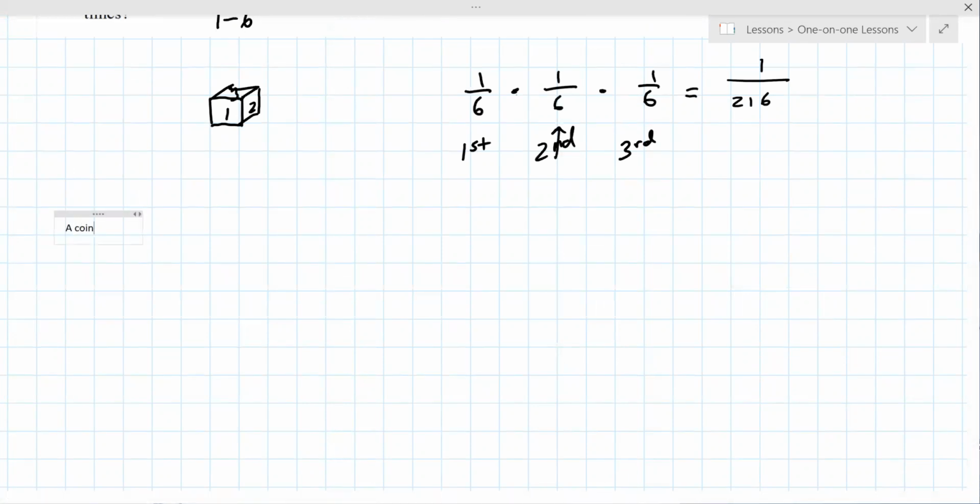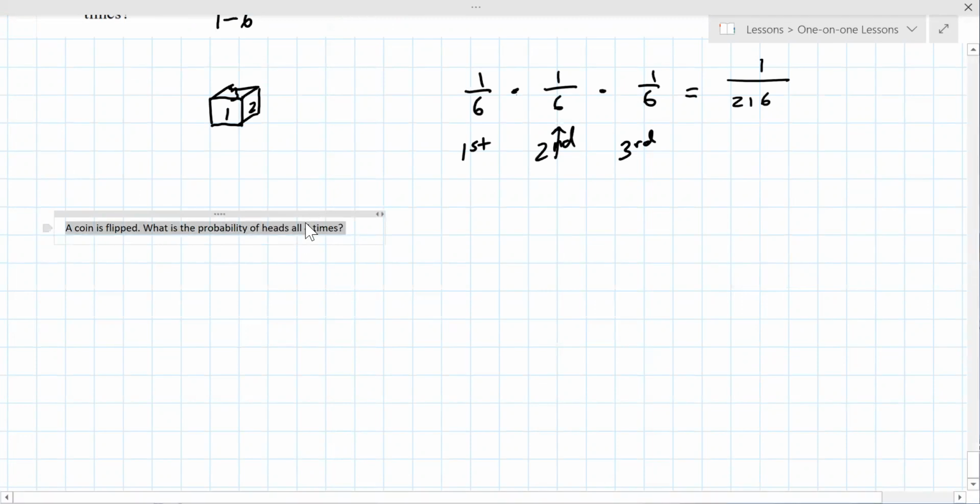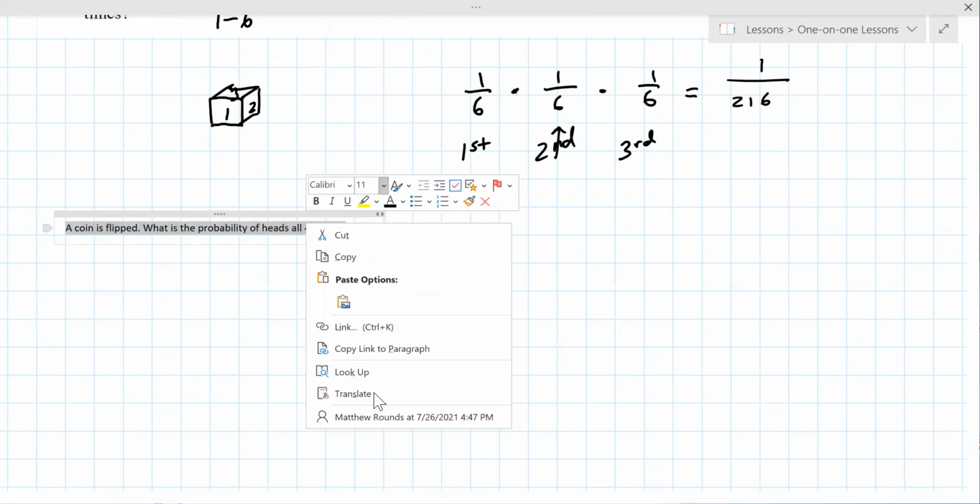A coin is flipped. What is the probability of heads all 4 times? So you're flipping it 4 times. Hopefully that's large enough to see. Let me see if I can increase the size a little bit here. There we go.